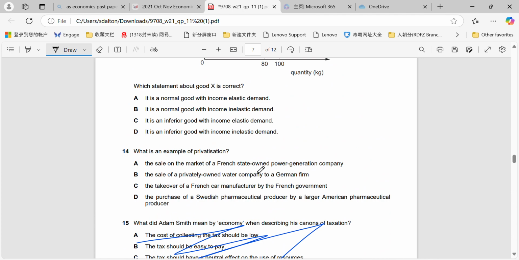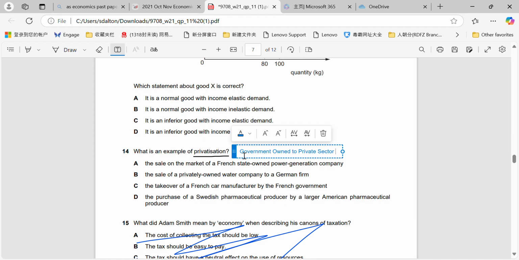Okay, question 14. What is an example of privatization? Remember, privatization is moving from government owned to the private sector. It's the opposite of nationalization. So if there's a purchase of a Swedish pharmaceutical producer by a larger American, that would be in the private sector, right? So that would not be moving from government to private. That would be going from private to private.